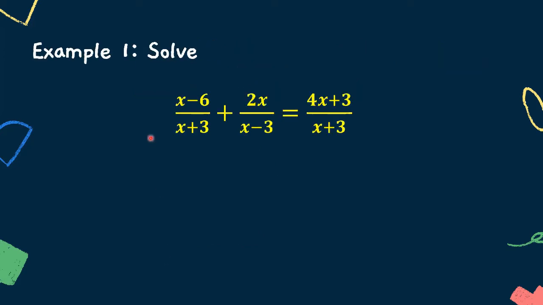So let's proceed to how to solve rational equations with this given example. We have here the rational equation (x minus 6) divided by (x plus 3) plus 2x over (x minus 3), which is equal to (4x plus 3) divided by (x plus 3). In solving rational equations, we are looking for the values of x which will make our equation true.